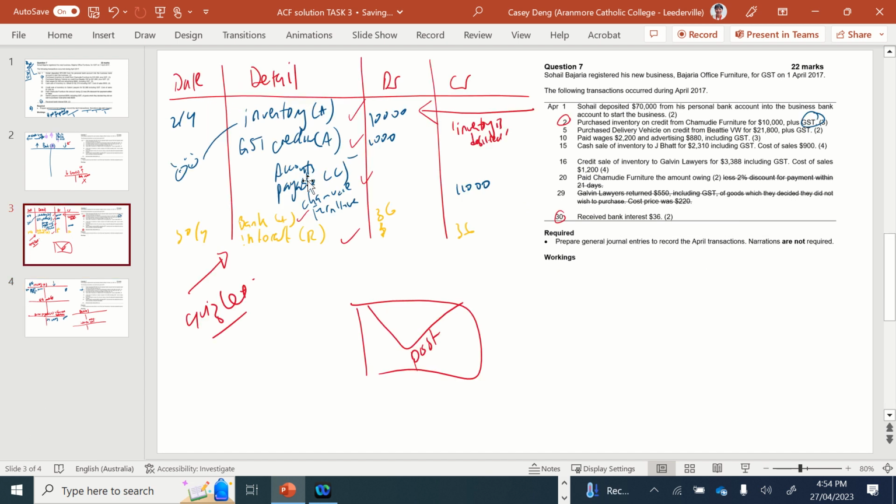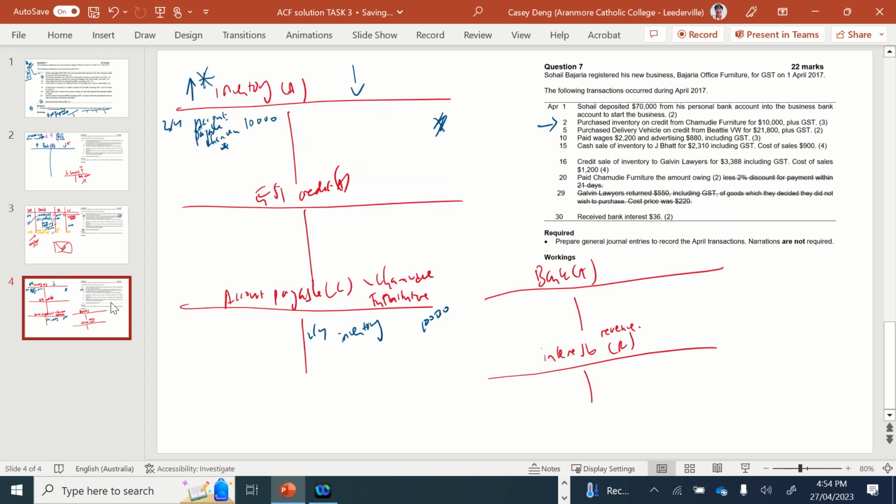You can see in my accounts payable account, I've got a credit of $11,000. I've only got $10,000 in here. Why? It should be 11. Oopsies. $11,000. Why? Because I also have GST credit. So now that's correct. I can see that my total is $11,000 credit.